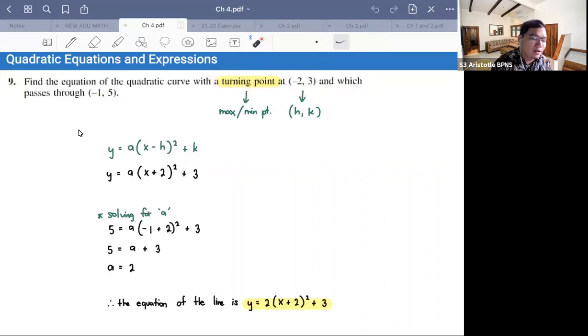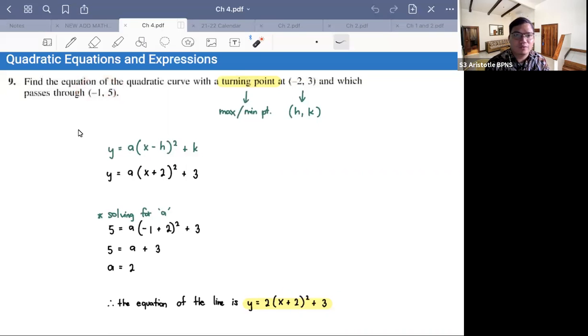So therefore, this is (h, k), right? From the previous lessons that we had. So this is h and this is k. And then we have another point which is -1, comma 5. So how can we get the equation of this quadratic curve knowing h and k only?